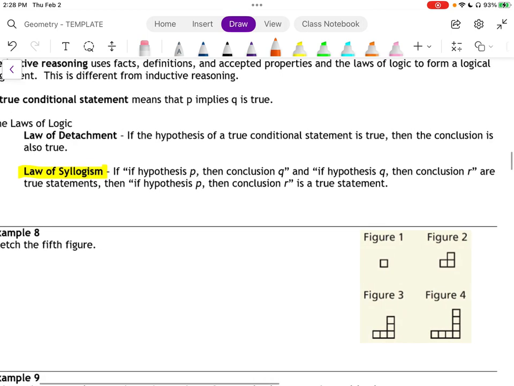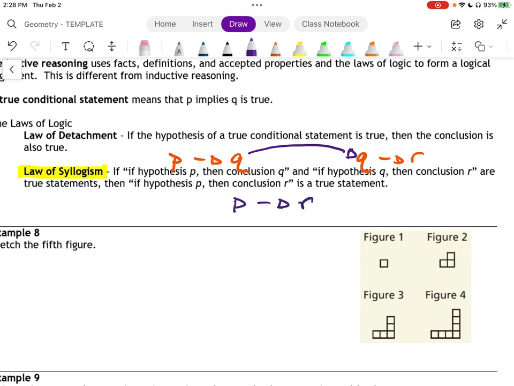The law of syllogism talks about putting statements together. So you start off with if P, then Q, then if Q, then R. Right? So you have two different statements. Well, they're saying you start off with if P, then Q, then you can jump over to here, if Q, then R. You can kind of put them together. Well, if P, then R. Right? So it's like putting two different statements together to make a more simple statement.